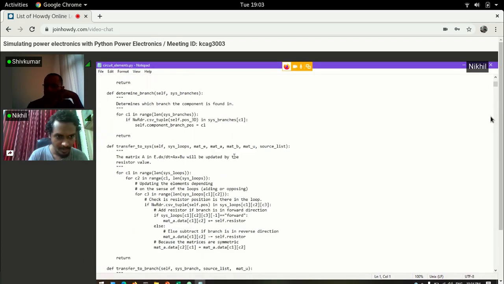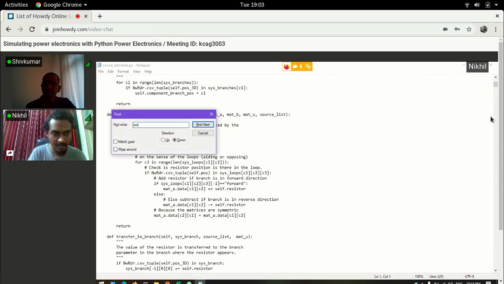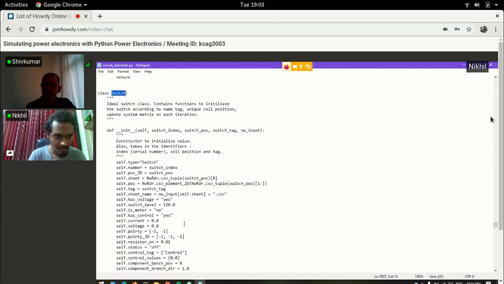Okay. If I want to search for a particular element, like the switch, how do I do that? Just do Control F switch and you will come to that. Switch will be the last, I think. Yeah. Okay, last switch. Okay.